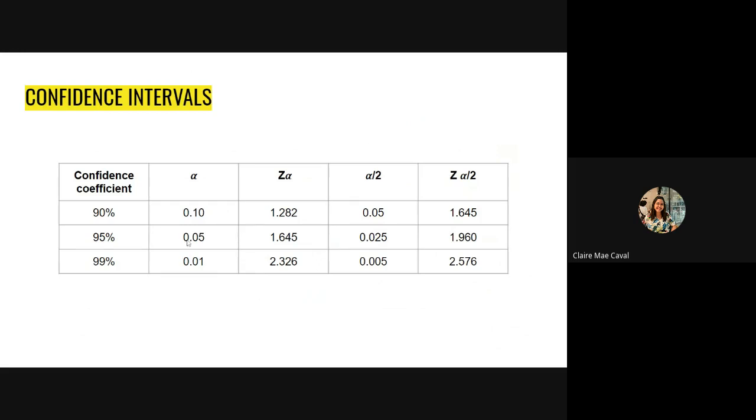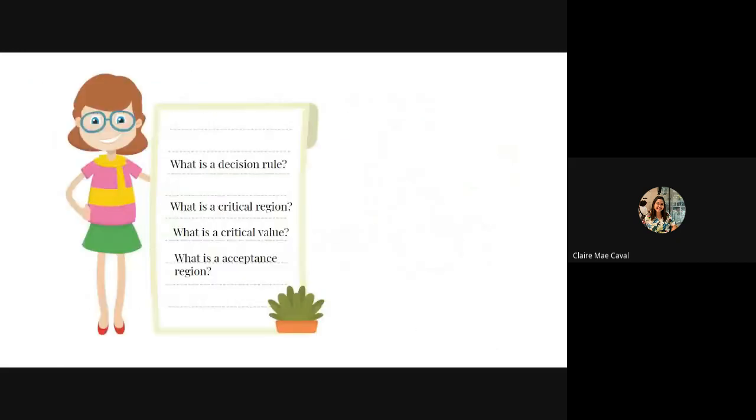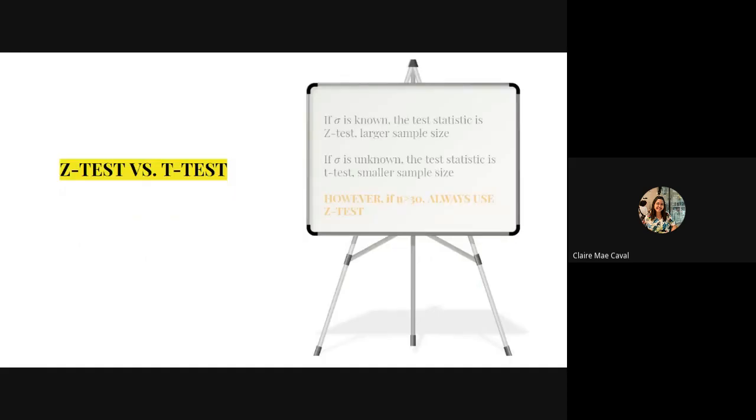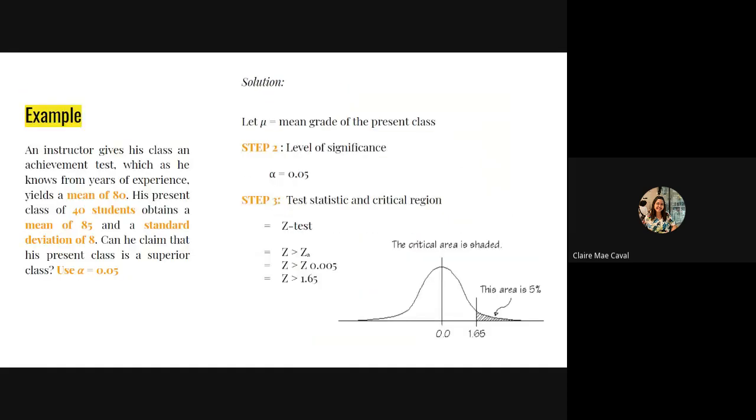So again, 5% or 0.05 yung level of significance, 95% yung confidence coefficient, yung critical value niya is 1.645 kasi one-tailed test. Pag two-tailed, it's 1.960. Pero one-tailed naman is 1.645. So let's go back. So Z here should be greater than the critical value 1.65 for null hypothesis to be rejected. Okay.